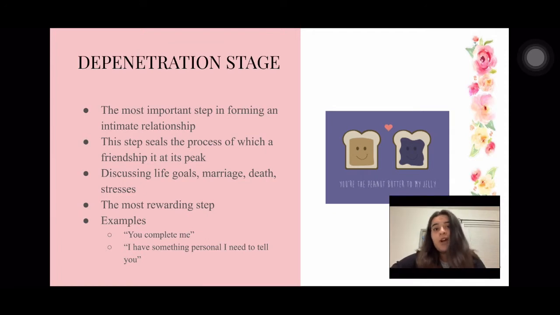And this step seals the process of which friendship is at its peak. You discuss life goals, marriage, like we said before, about being with someone for the rest of your life. You start talking about what happens if one dies, or a family member dies. Pretty much they're just in your family. You present them to your family, and you might say stuff like, you complete me, or all that sunny stuff. You are comfortable sharing your personals and experiences with them, and it's pretty much the most rewarding step, because it's a relationship that's deep and meaningful, and you just pretty much love that person.